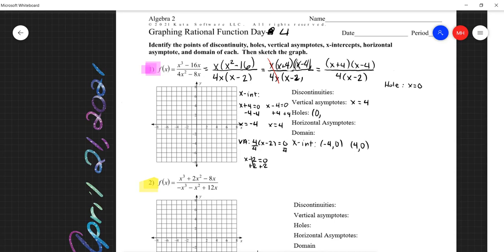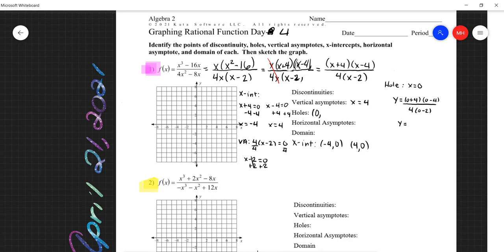In order to find the y value, we take that answer and we plug it into the simplified version, which means we need y equals 0 plus 4 times 0 minus 4 over 4 times 0 minus 2. Well, the zeros don't really change anything. All my numbers are pretty much staying the same.